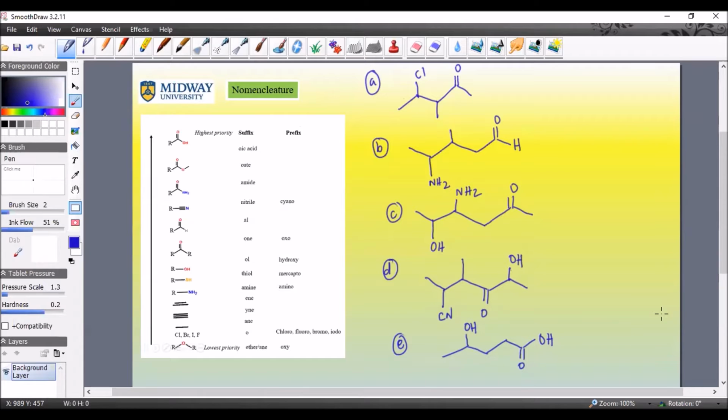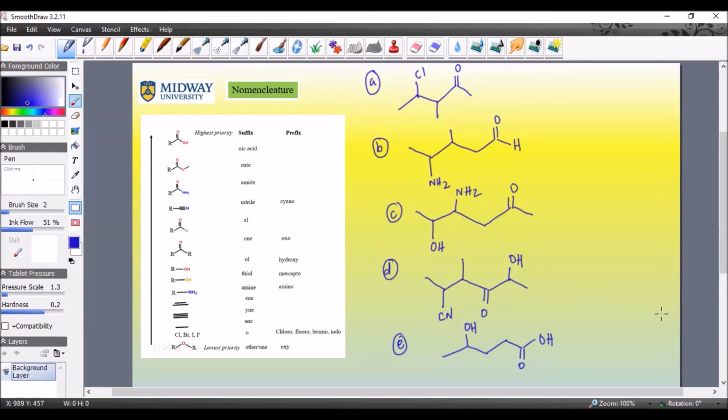Now, on the left of the screen, you see a chart. There are 3 columns. One is the functional groups themselves, the second column is the suffix, and the third column is the prefix. When you see a prefix, that means there is more than one functional group present in the compound. Prefix is a term given to a group of least priority, and suffix is given to the group of highest priority.